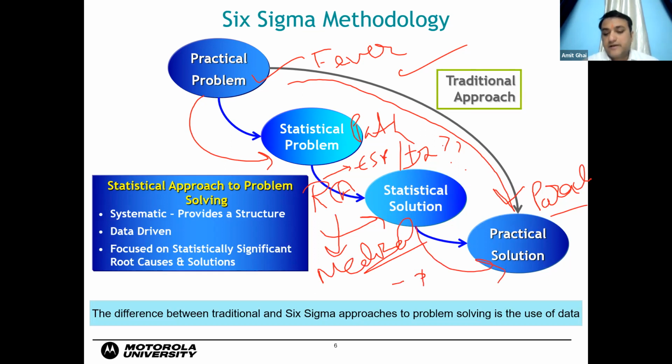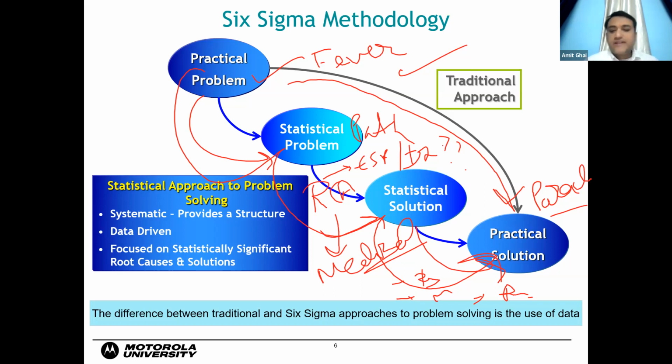Number 1, take a rest. Number 2, medicine. And number 3, avoid something. What is happening? You had a practical problem, you converted it into a statistical problem, you converted it into a statistical solution, and finally you came to know about the practical solution. This is the statistical or Six Sigma approach of doing problem solving in your organization.